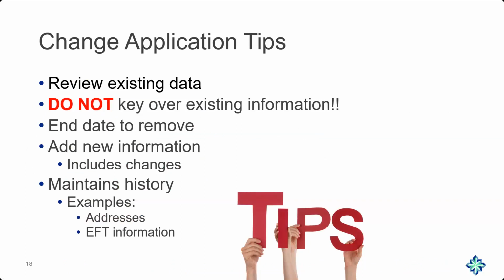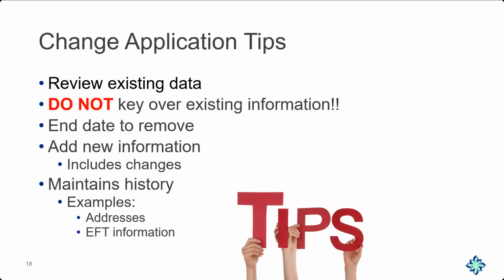So some change application tips that I want to cover. Make sure you're reviewing your existing data. This is also with revalidations. Make sure you're covering anything that we currently have on file. If you're able to see your enrollment information because you're an established provider that's submitted electronically before, check all of that application information and make all of your changes all at once just to ensure that all of that information is accurate. Do not key over any existing information.